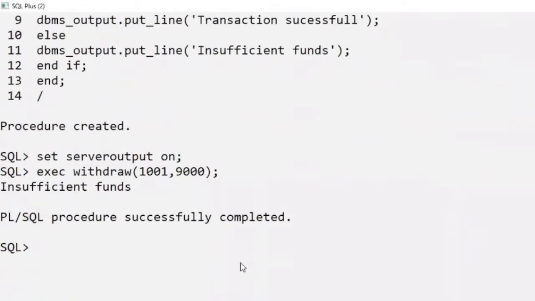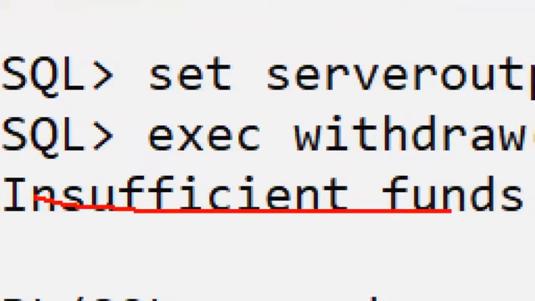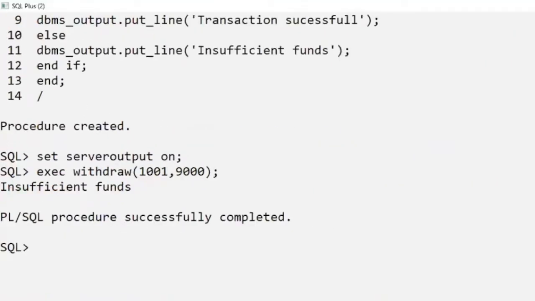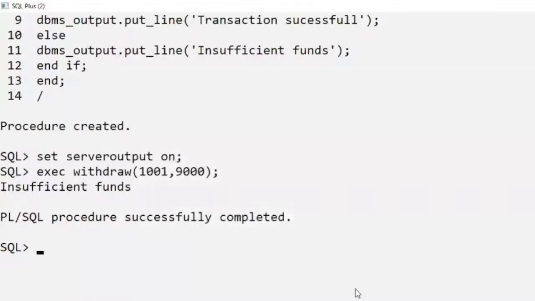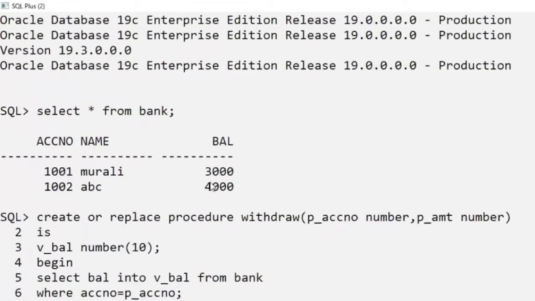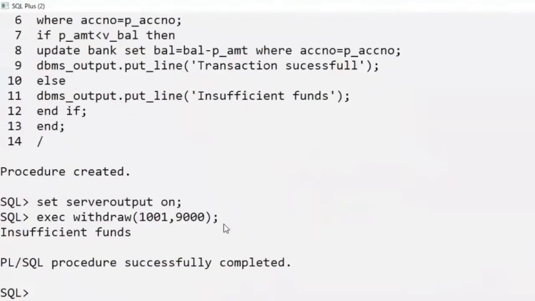Now suppose, for example, logically observe here. Insufficient funds is a message; it will be displayed or not? Yes. Another case, OTP validation, all those things, same thing. For example, in this case my balance is 3,000. Now I try to withdraw 2,000 rupees, for example.